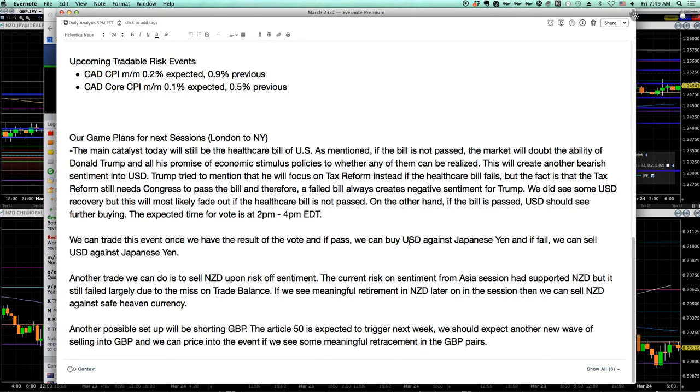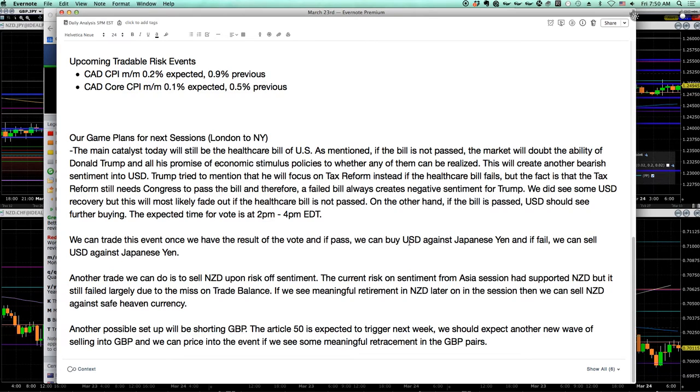If the House of Congress passes the bill, then that will be a strong momentum for US dollar. You can buy against Japanese yen or something else. It really depends on how the equity market performs at that time. On the other hand, if the Congress fails to pass the bill, you can sell US dollar against Japanese yen because we will have a risk off sentiment.